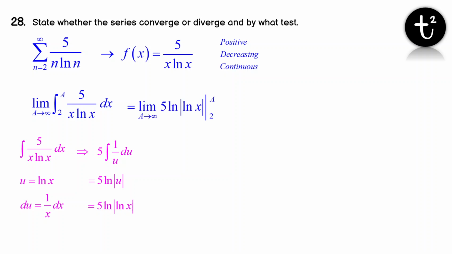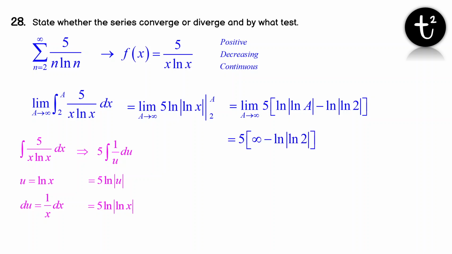We're finding the limit as a approaches infinity of 5 times natural log of the absolute value of natural log of x, evaluated from 2 to a. I'm going to apply the fundamental theorem of calculus, so that means plug in top minus plug in bottom, and let's evaluate. If we let a approach infinity, natural log of a is equal to infinity, which gives natural log of infinity equal to infinity. So we have 5 times infinity minus the natural log of 2.